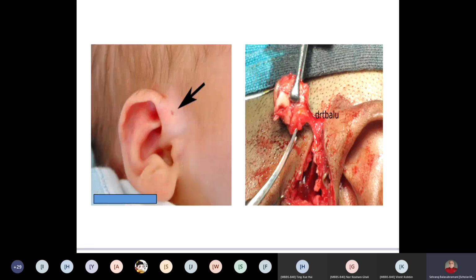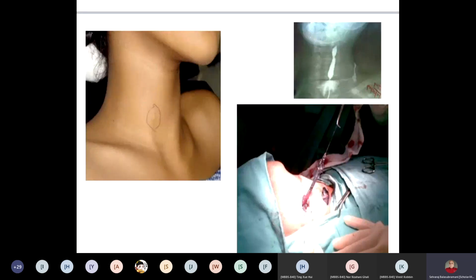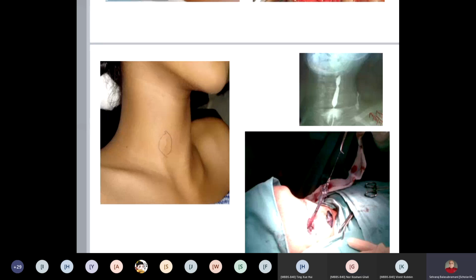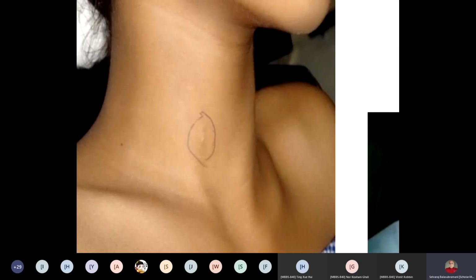This is preauricular sinus. Okay, this is another sinus. You are seeing it in the lower part of the anterior neck. What is your diagnosis? This is a congenital problem. Branchial sinus. Yeah, branchial sinus, or branchial fistula. The correct terminology is branchial. Is it BRO or BRA? What is the spelling? BRA, not BRO. Yeah, branchial fistula.